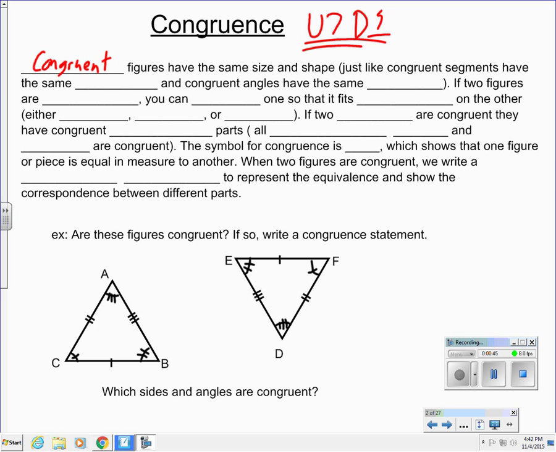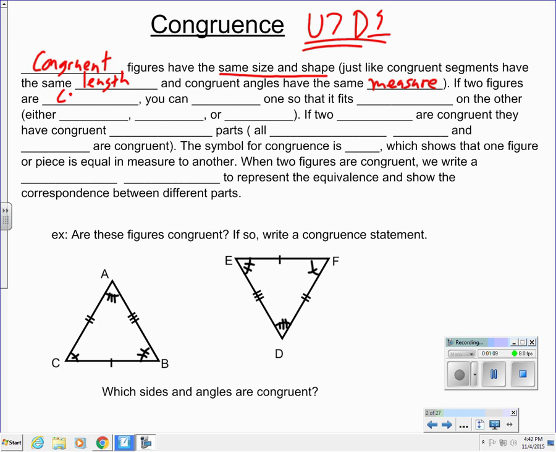So we've already talked about congruent lines and congruent angles, so now we're talking about congruent shapes. Congruent figures have the same size and shape. Just like congruent segments have the same length, congruent angles have the same measure, congruent figures have the same size and shape.